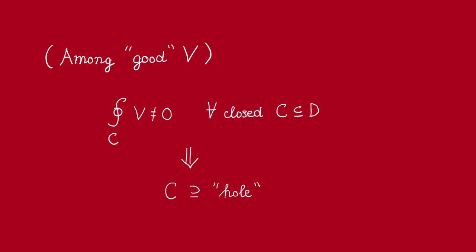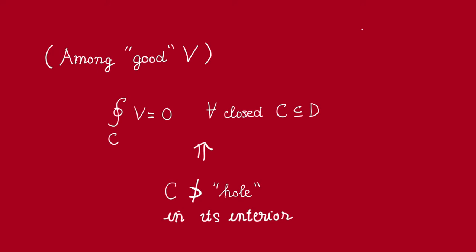Now next we want to show that obstructions to V vanishing along closed curves in D are given by the holes of D. Another way of saying it is that we'll show that if C does not contain a hole in its interior, then the integral of V along C is going to be 0. Note that this condition is only for good V, those that satisfy a necessary condition for being conservative. What is the necessary condition that we're talking about?